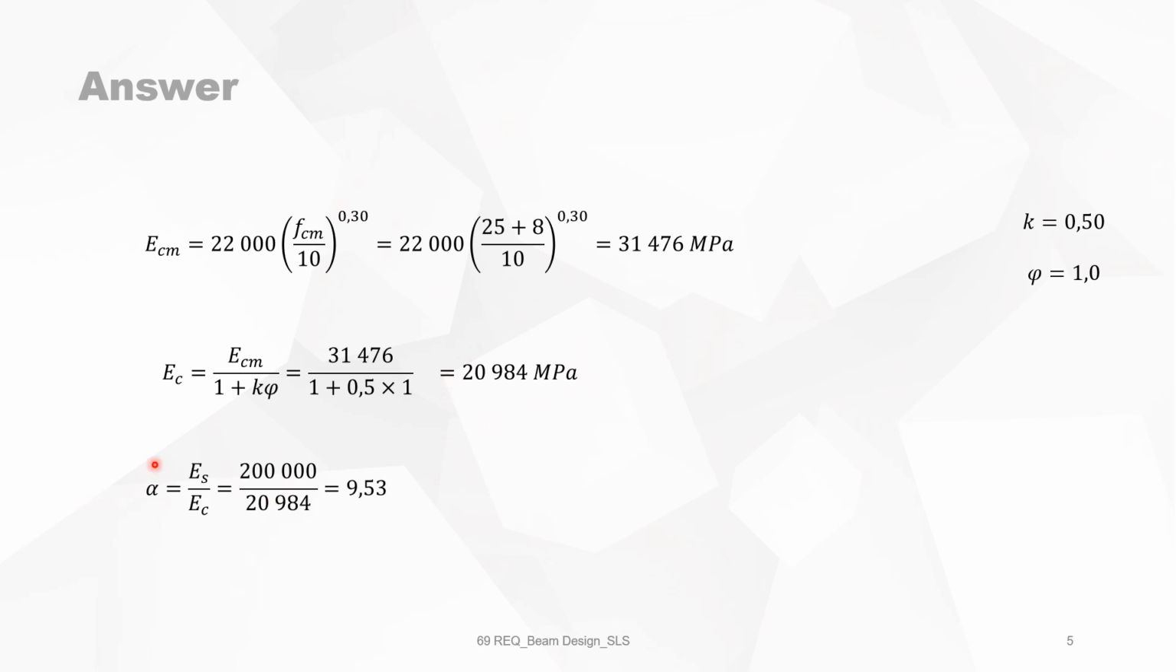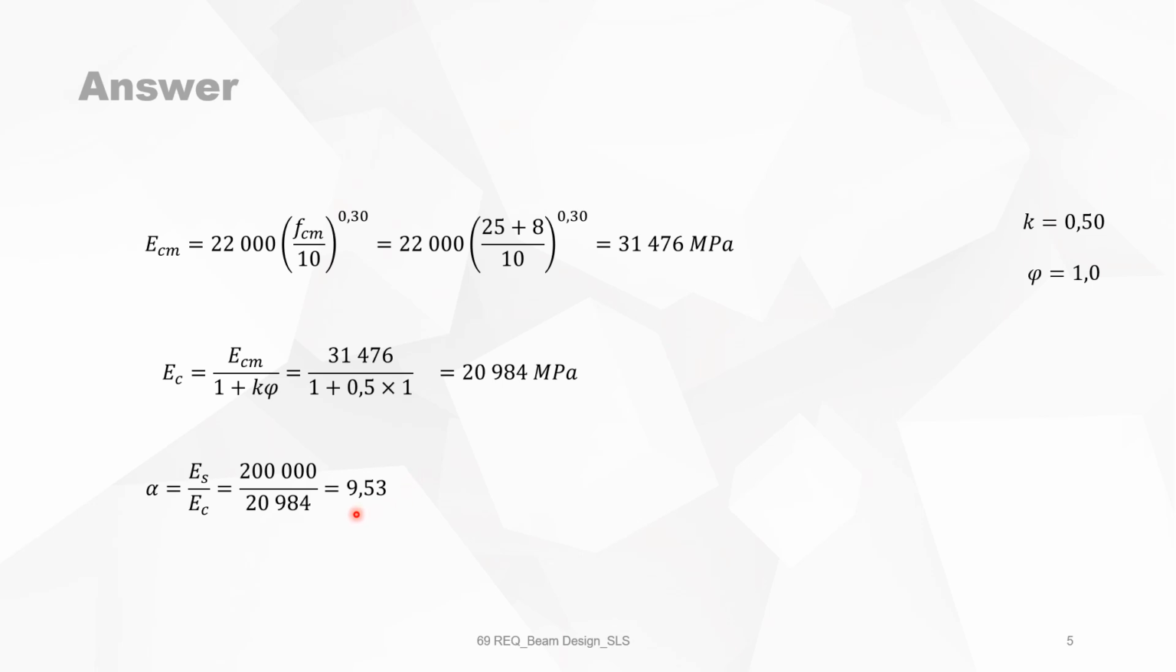Alpha on long term is then the modulus of elasticity of steel divided by the modulus of elasticity of concrete, and alpha is 9.5. Usually we expect a value of alpha around 15. So now we are careful, we find something which is much lower than 15.